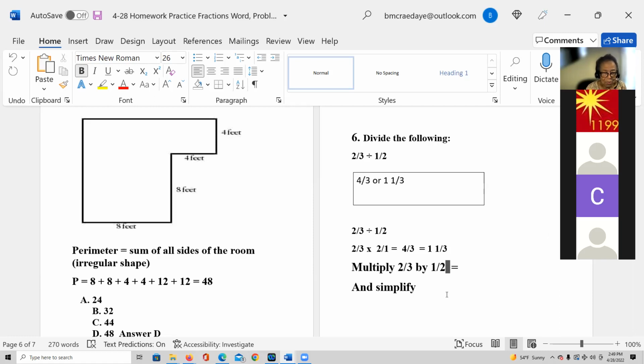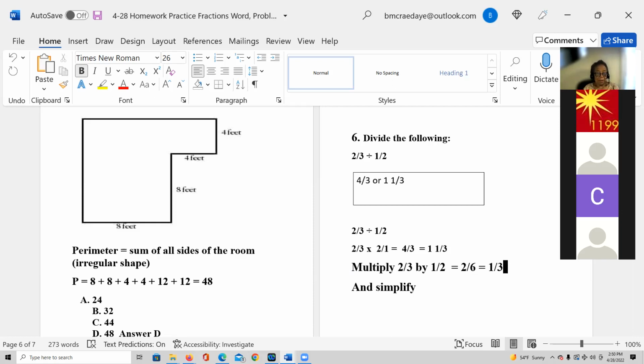How are you getting 3? I'm sorry. So what do you get? 2 times 1 is what? 2. That's the numerators. Denominators, 3 times 2. That's what? 6. Then when you simplify it, it's what? 1/3. That's right. Very good.